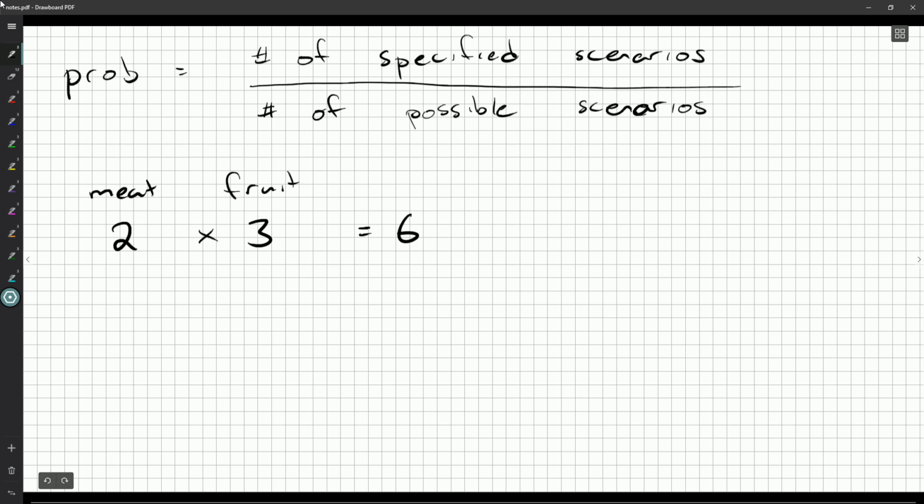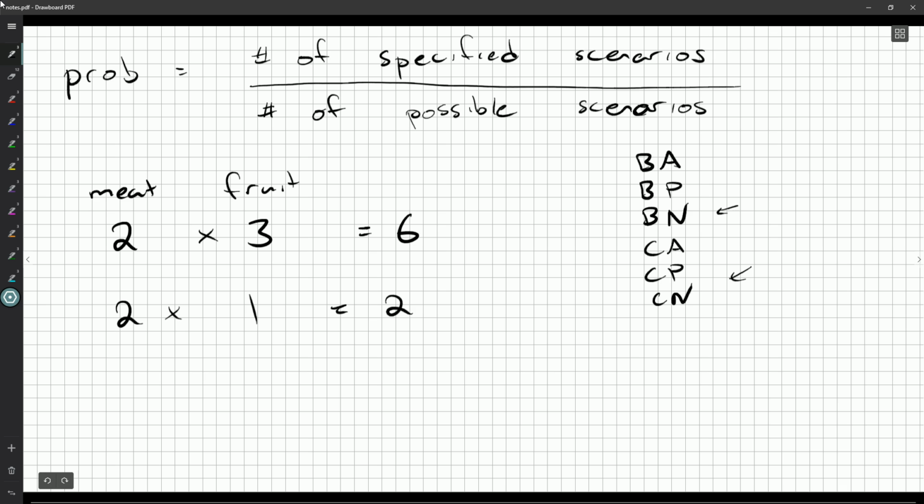No, nothing like that. If you don't believe me, we can list them all out. Beef, apple, beef, pear, beef, banana, because I've already used B, I'm going to use N, or chicken, apple, chicken, pear, chicken, banana. Yeah, it is 6. And then how many of these have the banana? Well, we've got them listed out. Or you could say, well, there's 2 meats, and you only have one choice of fruit, the banana.